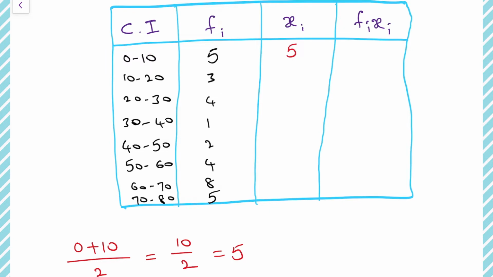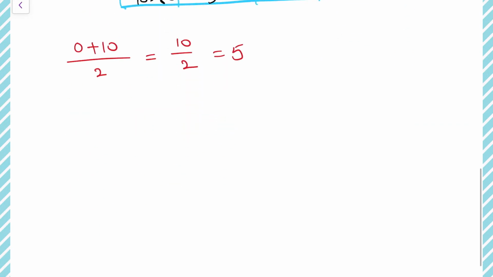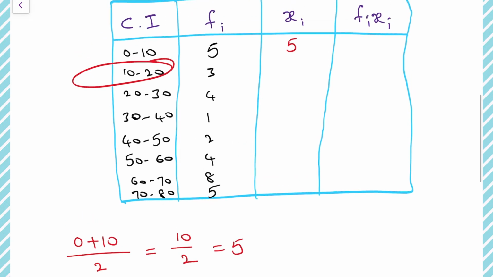Then take the second class interval. What is the second class interval? 10 to 20. Again same. Add those two numbers, 10 plus 20, and divide by 2. 10 plus 20 is 30, 30 by 2 is 15. So the next class mark will be 15.